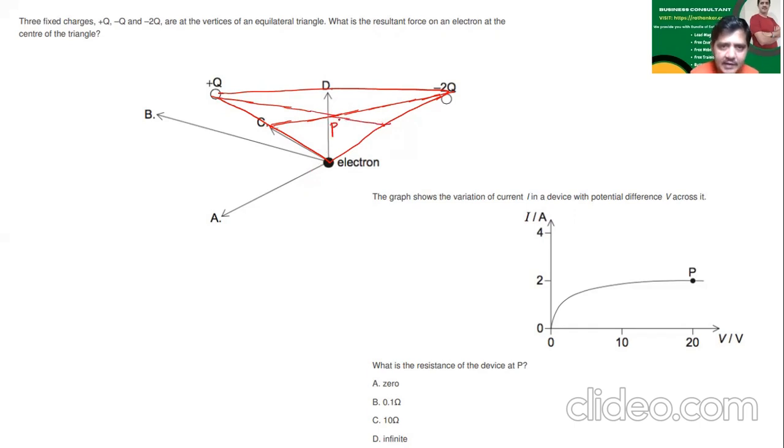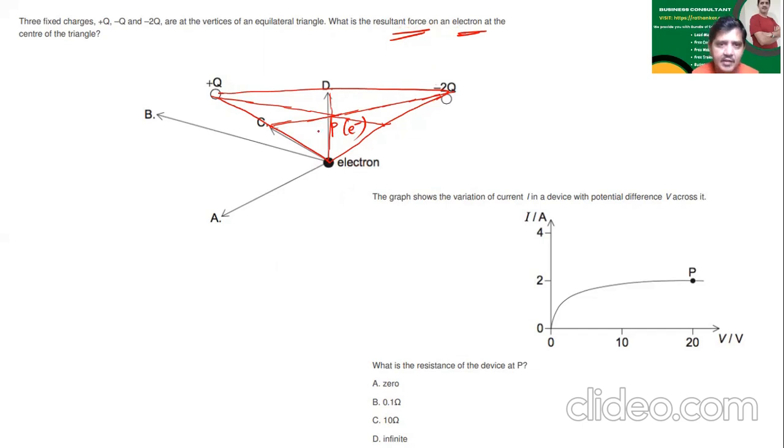He's asking you to find out at the point P, maybe if I draw a line here, what is the net electric field? How do I find the net electric field? Net electric field, net force, resultant force on an electron at the center of the triangle. If I keep an electron here, where will this electron move? Resultant force, that's what has been asked.